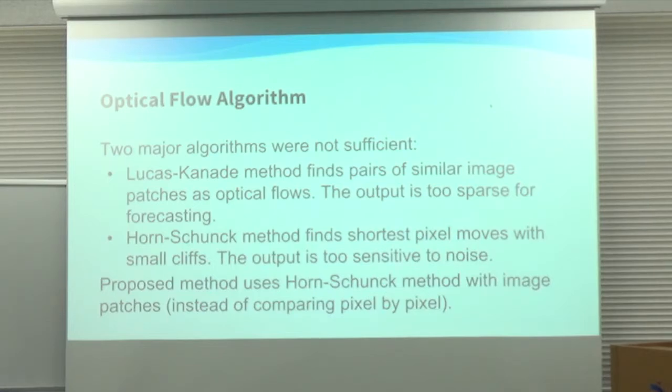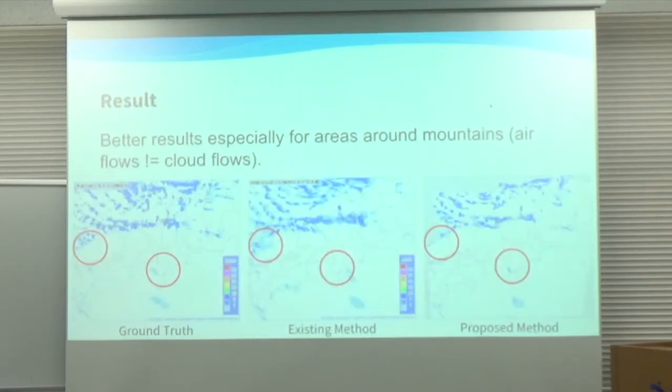Of course there are many better algorithms now, but the two major algorithms were the Lucas-Kanade method and the Horn-Schunck method. The Lucas-Kanade method cannot estimate the optical flow in dense space, so it's not so useful for forecasting. The latter one can estimate the optical flow for dense space, but it's not enough because it's too sensitive to noise. So I propose a method that is an alternative to the Horn-Schunck method, using image patches instead of just comparing pixel by pixel.